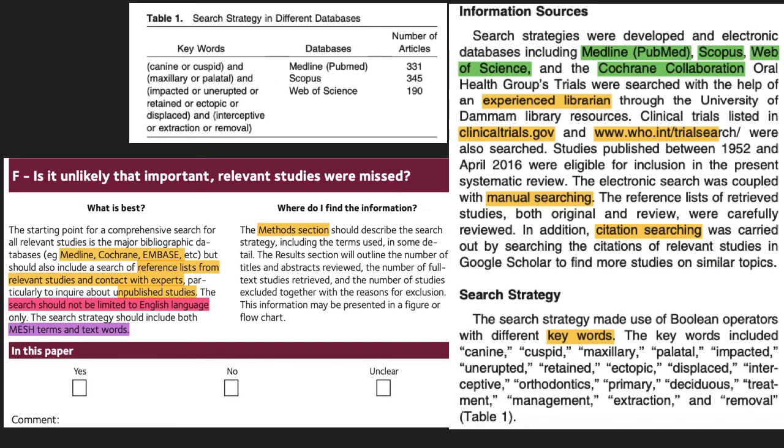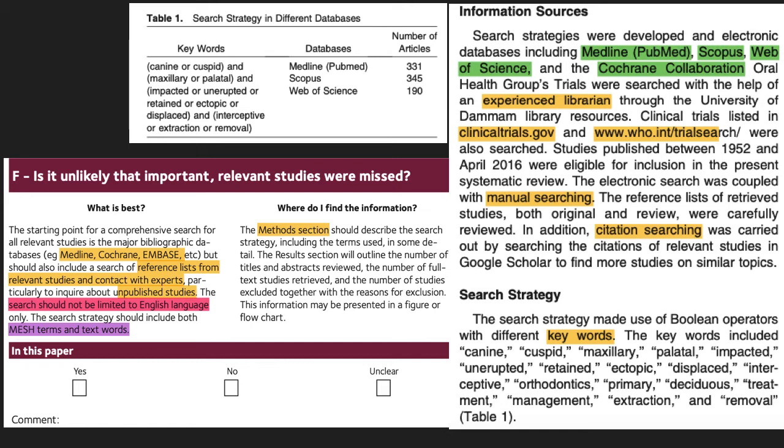The second question: is it unlikely that important relevant studies were missed? In the tool, what is the best? The best is to use the major databases like Medline, Cochrane, and Embase, as mentioned in the Cochrane Handbook for systematic reviews. Then they wrote that reference lists from relevant studies, unpublished studies, and grey literature should be searched, and the search should not be limited to the English language. Then they wrote about MeSH terms. This is the best, and we can find this in the method section.